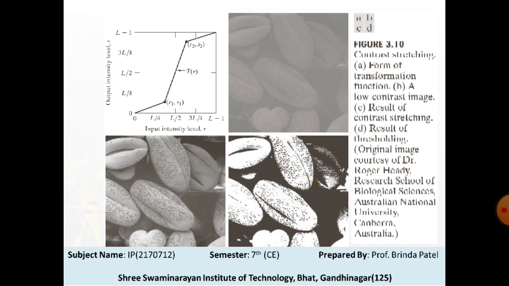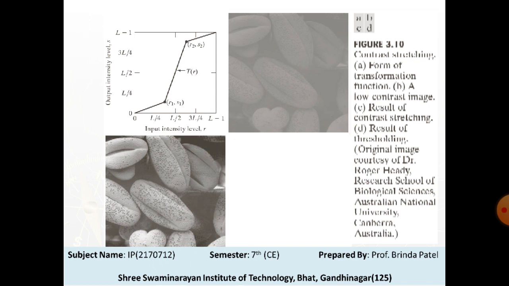Here, intermediate values of (R1, S1) and (R2, S2) produce various degrees of spread in the gray levels of the output image, thus affecting the contrast. So in general, it is assumed that R1 less than or equal to R2 and S1 less than or equal to S2, so that the function is single valued and monotonically increasing. This condition preserves the order of gray levels, thus preventing the creation of intensity artifacts in the processed image.